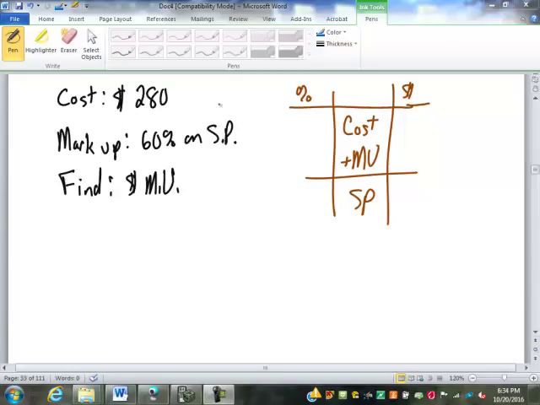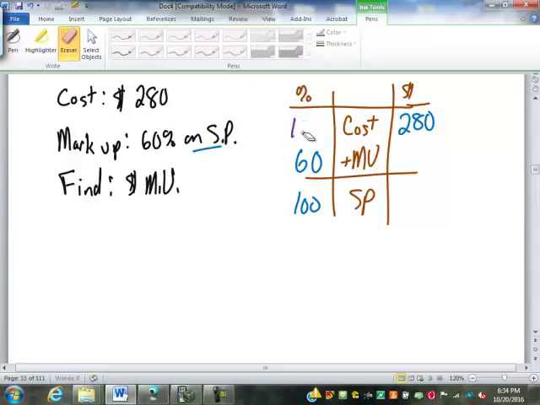So for this example, $280 goes into cost. 60% is our markup. Where does 100% go? Selling price, because we're on selling price. So I'm going to put, oops, not 100%. What's going to go up there? 40%. 40 plus 60 is 100.